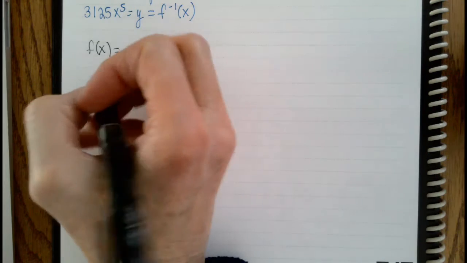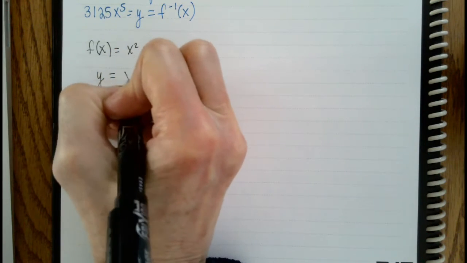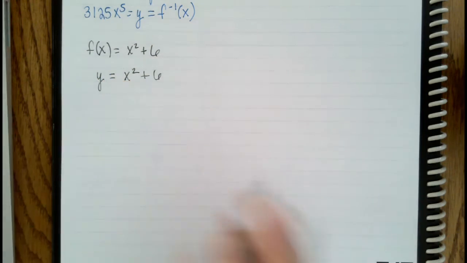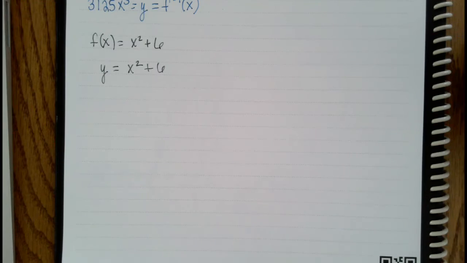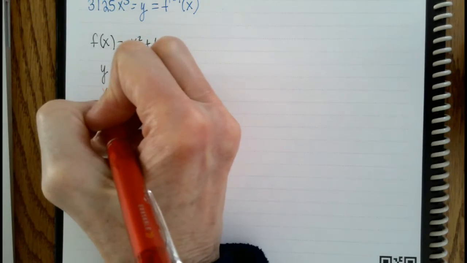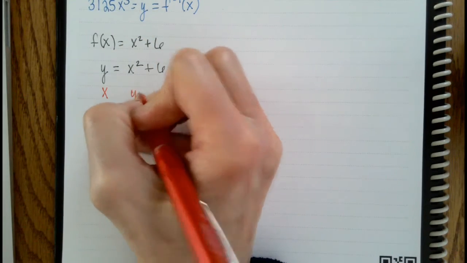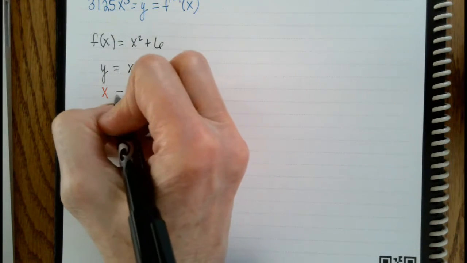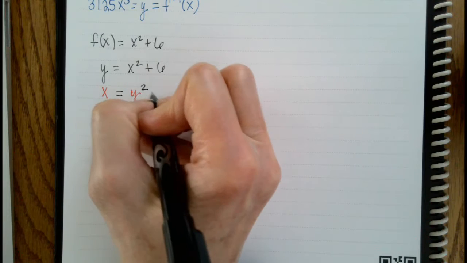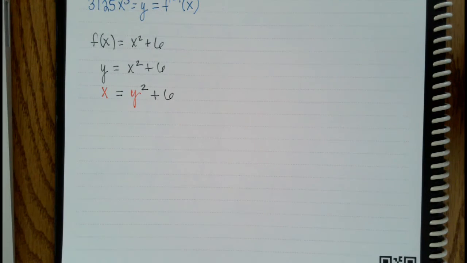First things first, we're going to rewrite f of x as y equals x squared plus 6. And then what happens is we're going to switch the x and the y. So x goes here, y goes there. Notice nothing else switches. So now it becomes x equals y squared plus 6.